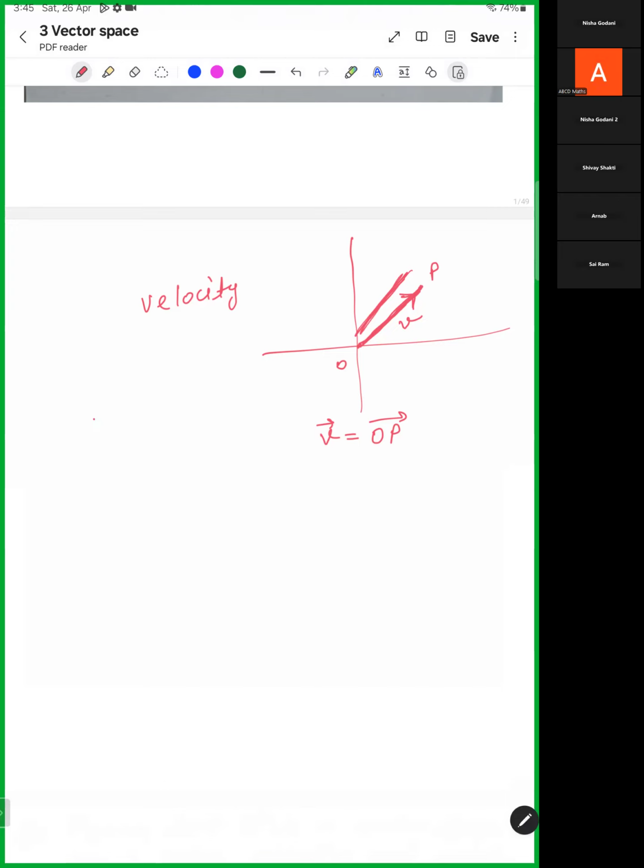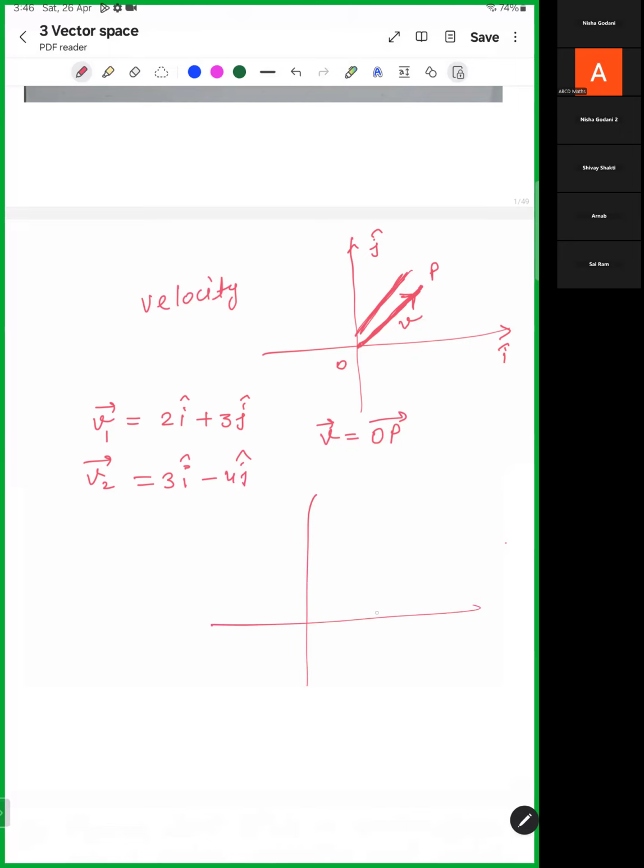Suppose you have a vector 2i plus 3j. Do you know like this? Where i cap and j cap are unit vectors along the x-axis and y-axis. If you have vectors like this, suppose this is vector v1, another one is vector v2, say 3i cap minus 4j cap. Then you can add these vectors.